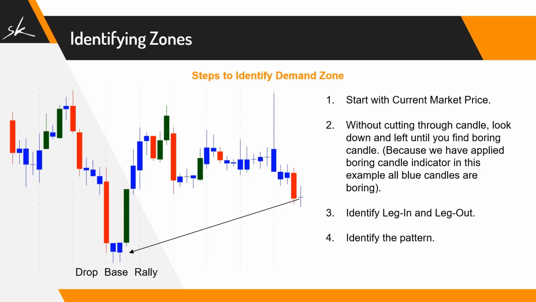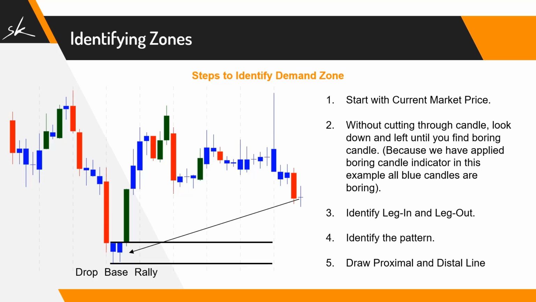Now we will draw the proximal and the distal line. In a drop base rally, the highest body is used as the proximal line and the lowest low in the pattern is used as the distal line. Using these steps, we have now identified a demand zone.